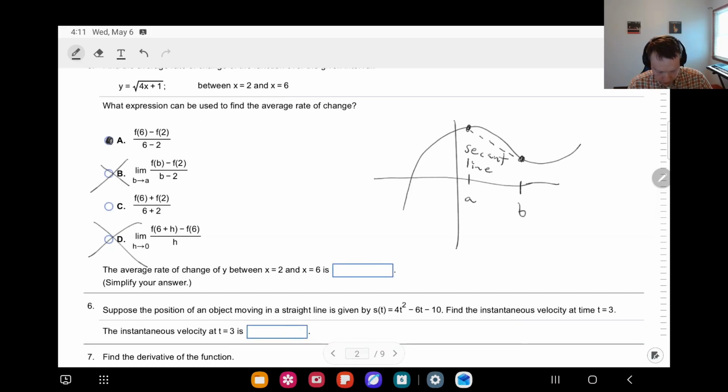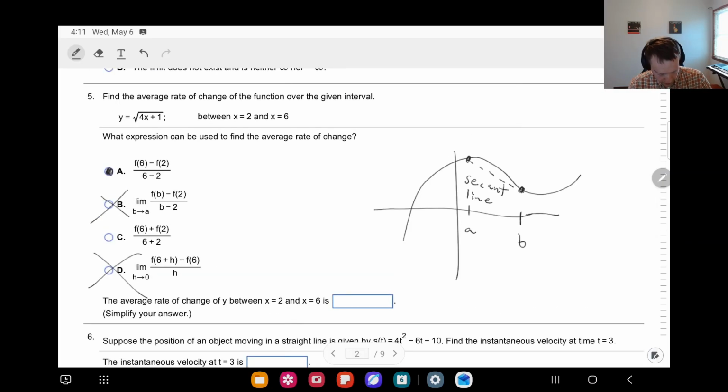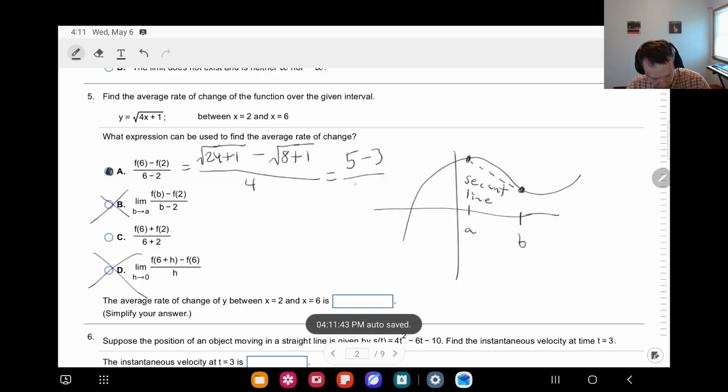Oh, and then they're asking for what is it? Okay, we can do that. Let's solve it up here. f of 6 minus f of 2. So that will be square root of 24 plus 1. And then f of 2 is square root of 8 plus 1. That's over 4. So square root of 25, that's 5, minus 3, over 4. So 2/4 or 1/2.